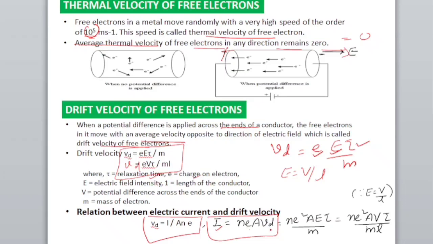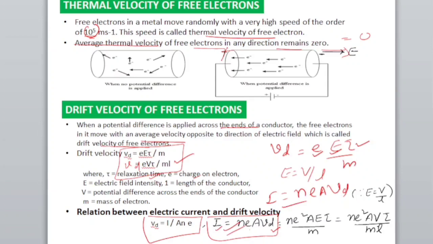And when you put the value of this drift velocity in this equation, you get ne²AEτ/m. And in terms of V, when you put this Vd, ne²AVτ/ml. So you just remember one formula, that the relation between current and drift velocity is this one, very very important. I equal to nAeVd, and Vd you know in terms of E also, in terms of V also. In this way you get the relation between I and Vd.